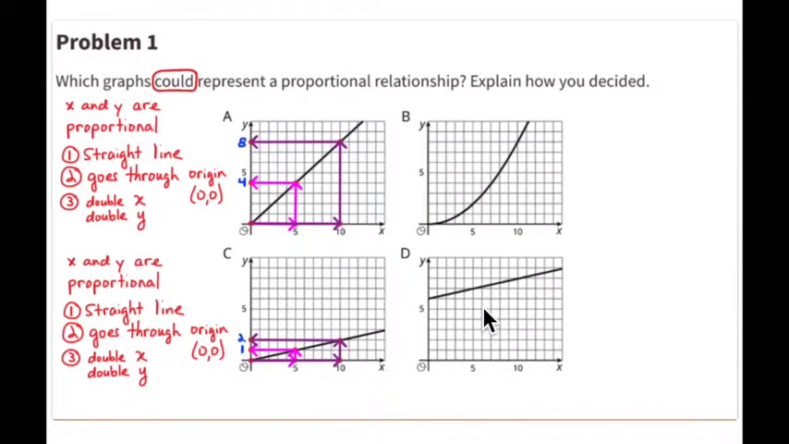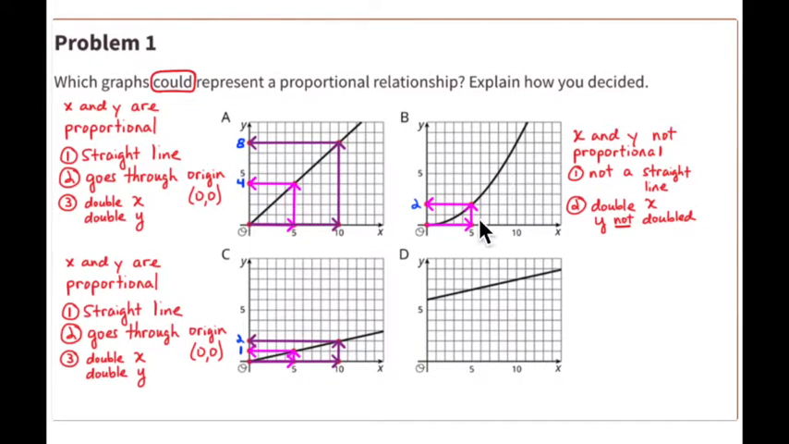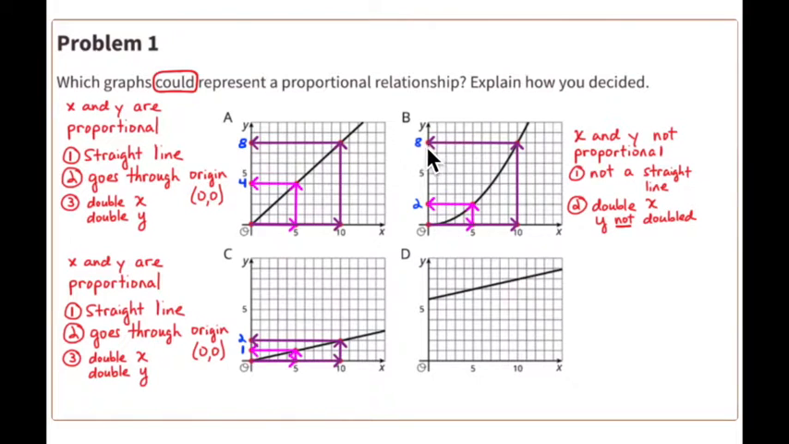B and D cannot. So that's easier to say, that they definitely cannot represent proportional relationships. B is a curve, it's not a straight line. And look what happens when you double x. If you go from 5 to 10, y goes from 2 to 8, so that's 4 times as much. So in this one example, from 5 to 10, y is 4 times as big, not double. So it's more than that. So not a proportional relationship.